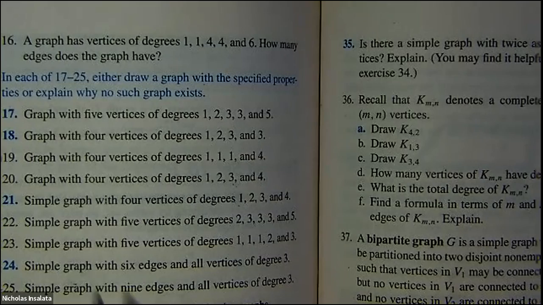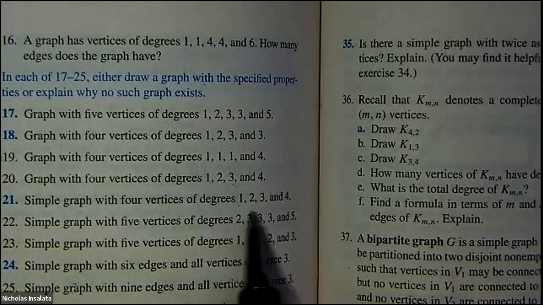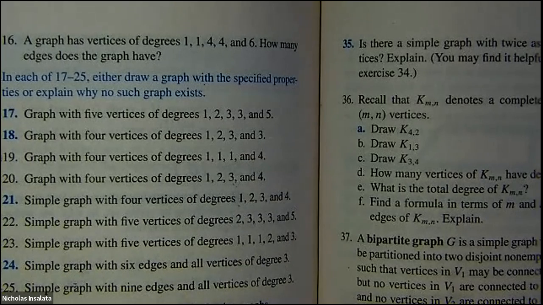How about a simple graph with 4 vertices of degree 1, 2, 3, and 4? Does that exist? Number 21. No. Okay, why not?